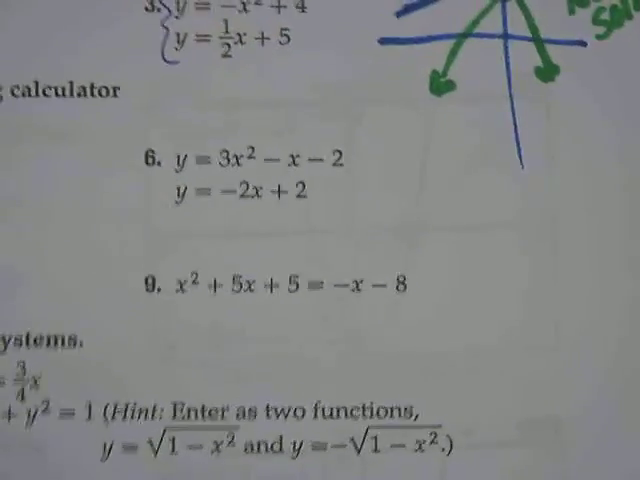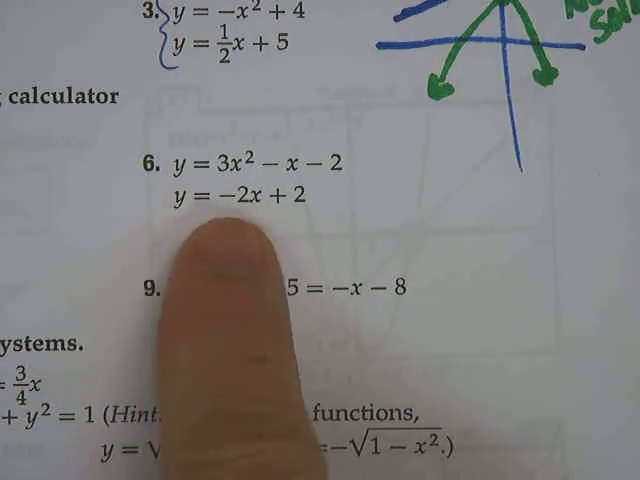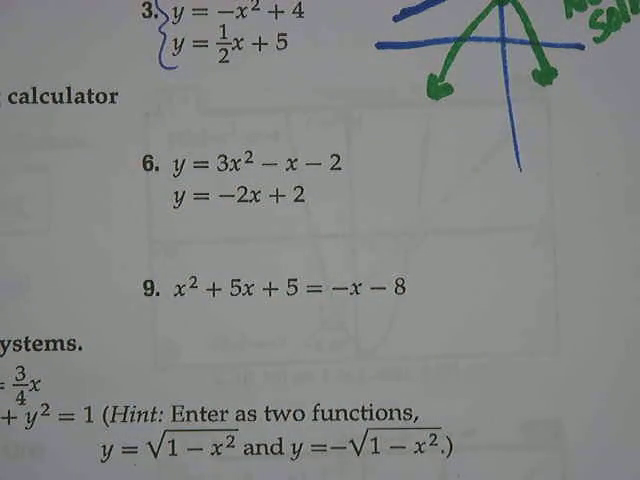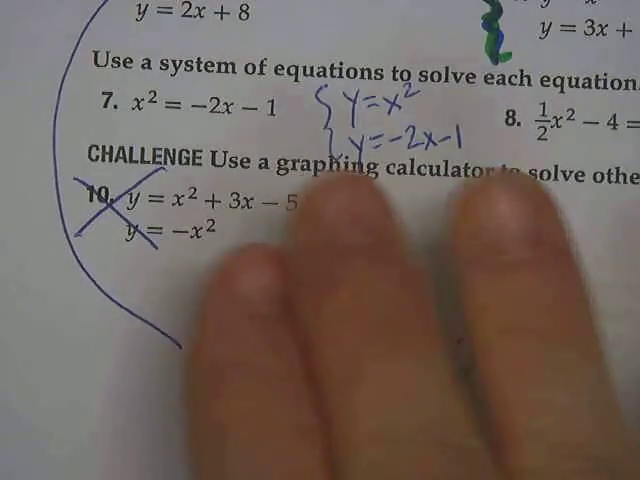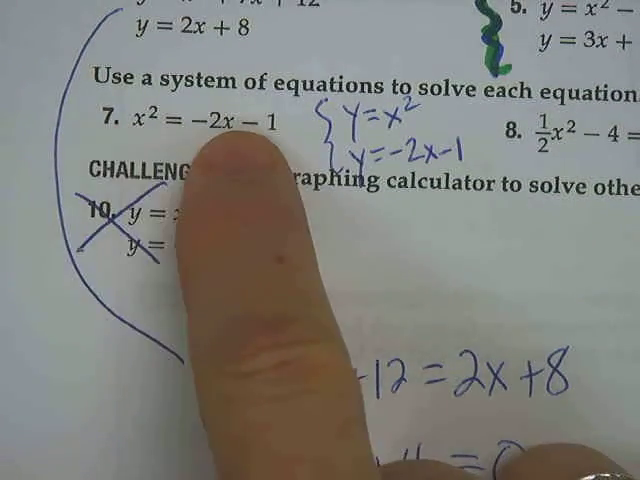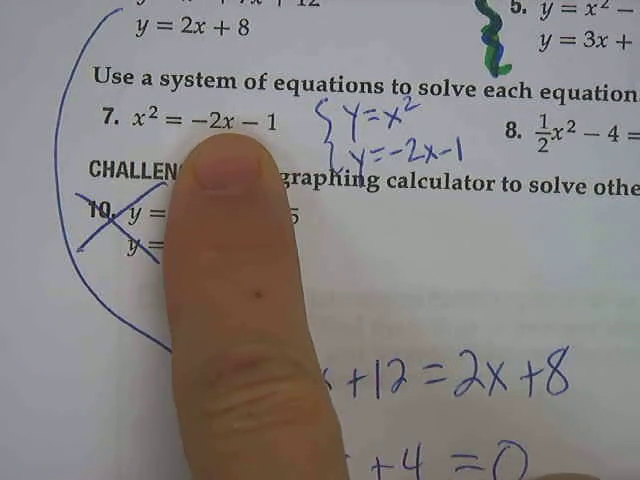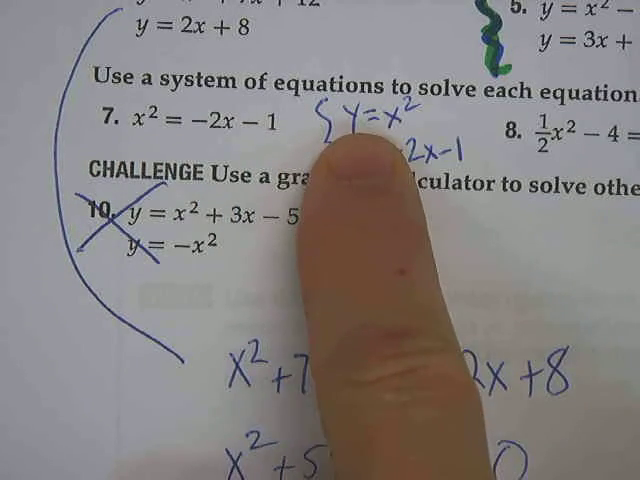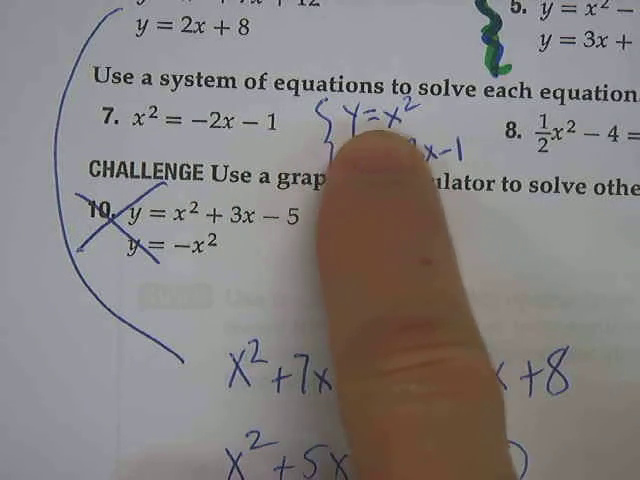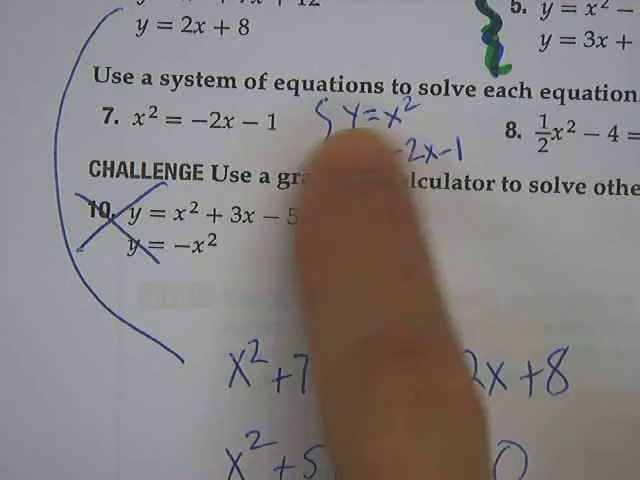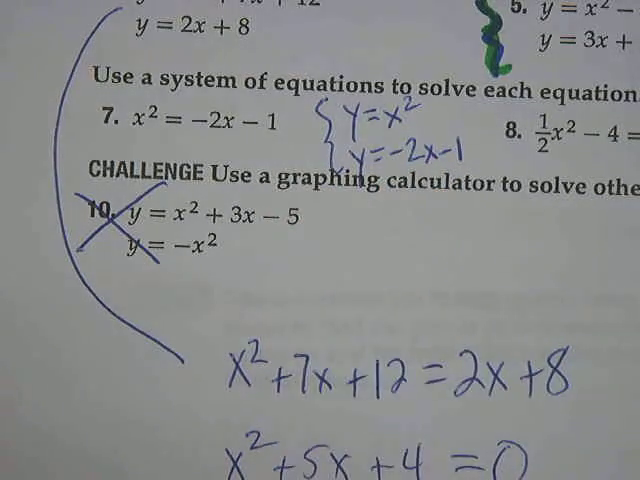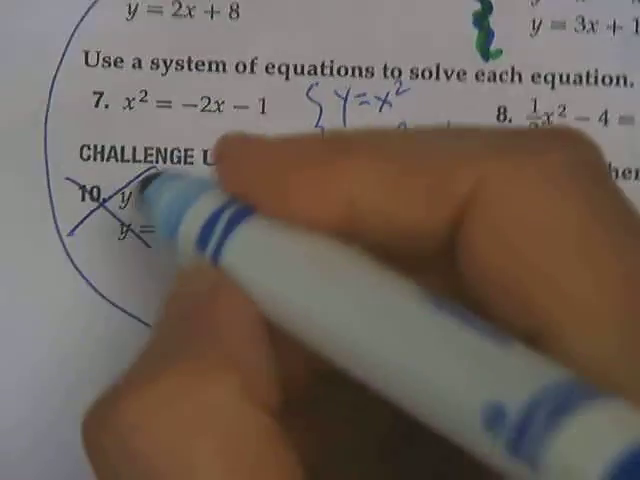Okay, so if you haven't completed that correctly for 6, I'd like you to do 6 as well. And then 7, 8, and 9 are set up where it's already set equal to each other. So you really need to think about the equation y equals x squared and y equals negative 2x minus 1. You can solve that by graphing or by setting them equal to 0.